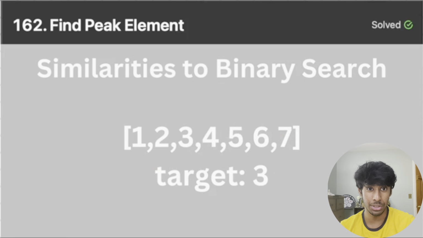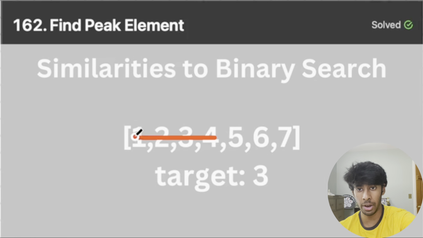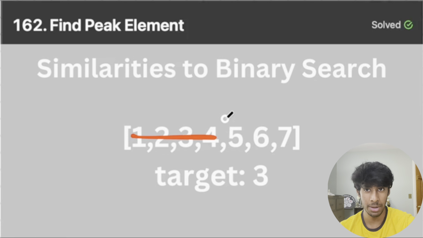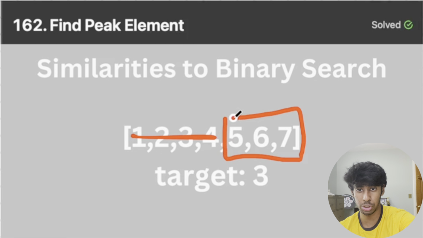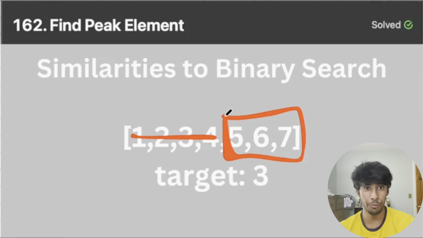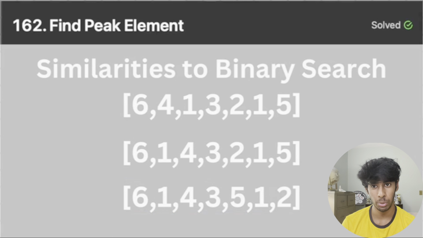And similarly, if the target was larger, we would cut out this entire section of the array and then only search this remaining piece because we know for sure that if a target exists, it's going to be on this side of the array. And this is why binary search is so efficient, because every time we do a comparison, we cut the solution space in half. So therefore, a binary search algorithm is going to be log n time complexity. In the case of this specific problem, we can apply a very similar algorithm to binary search.